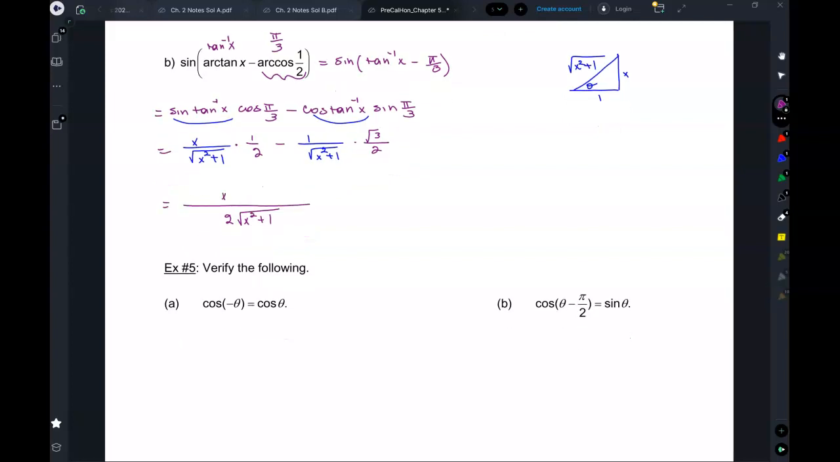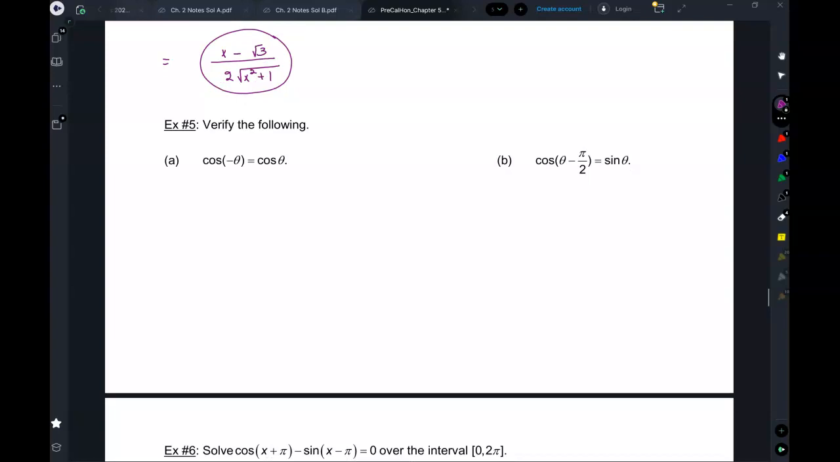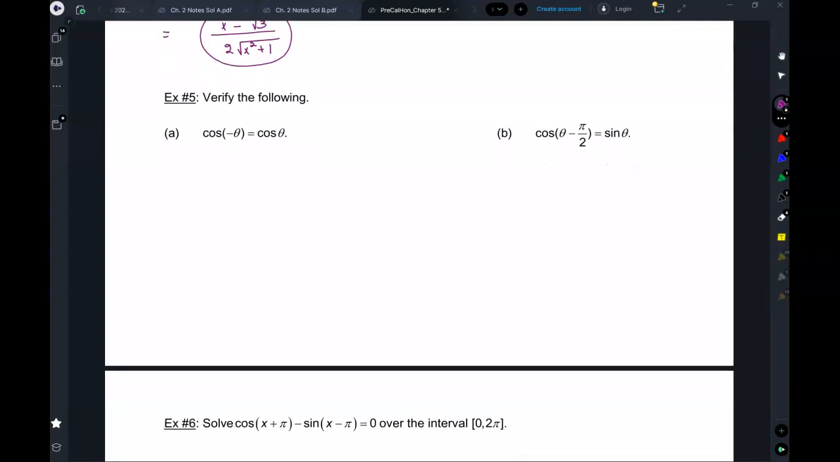Numerator, I have x minus root 3. Yeah, that's the answer. Not that bad. Okay, now next, verify the following.